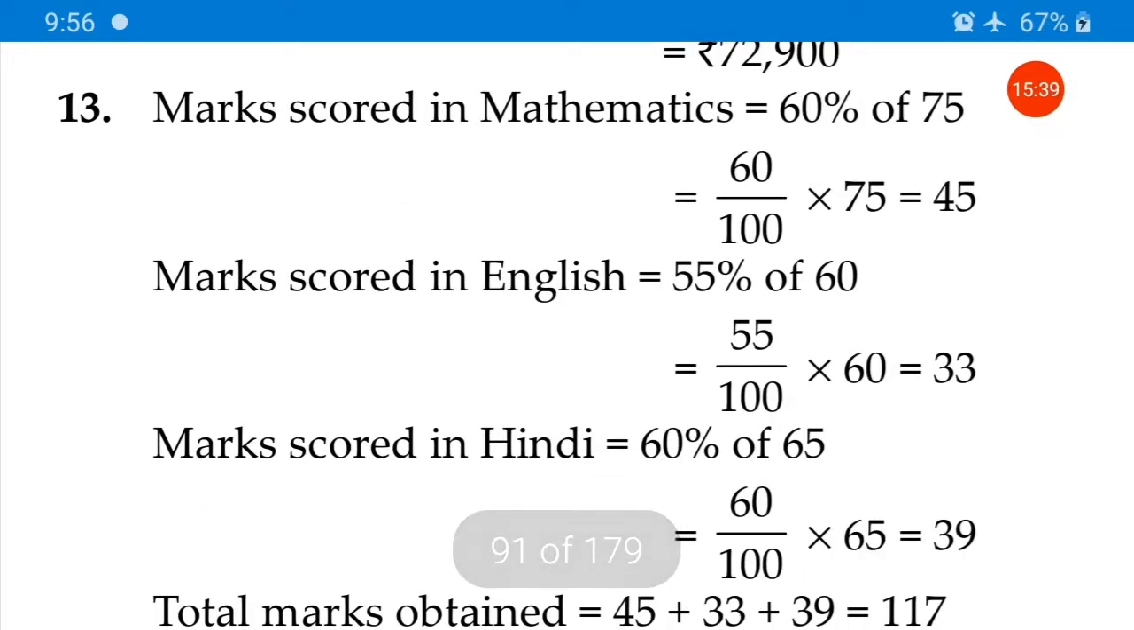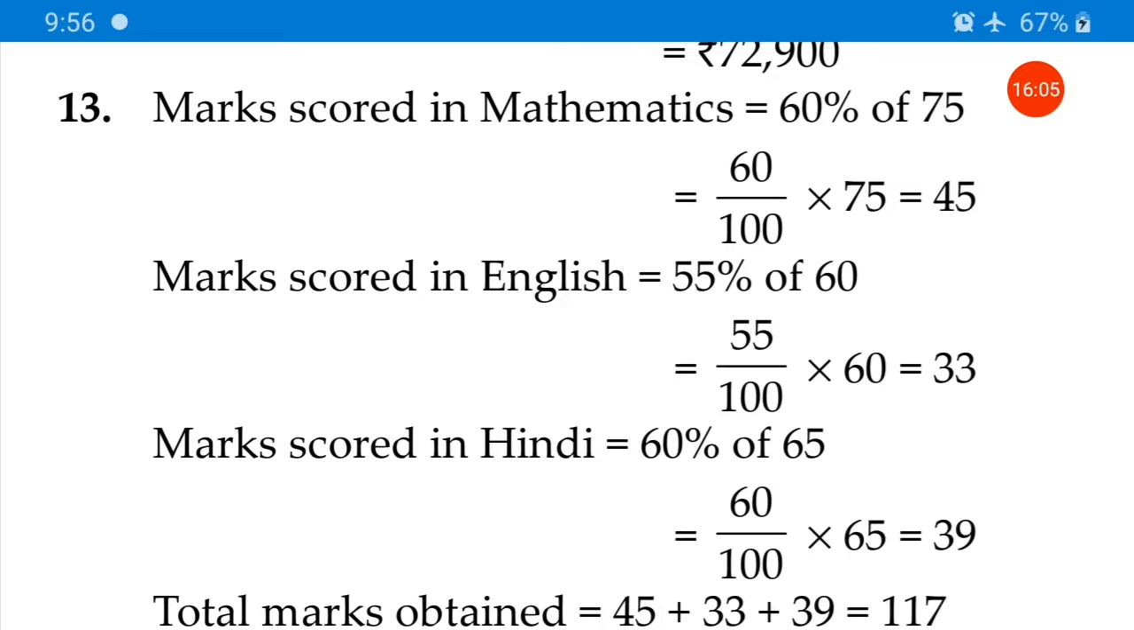Question number 13. Shruti secured 30% marks in mathematics, 55% in English and 60% in Hindi. If the maximum marks in the subjects were 75, 60 and 65 respectively, find her aggregate percentage of marks.